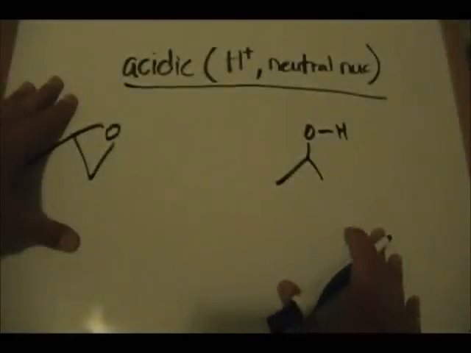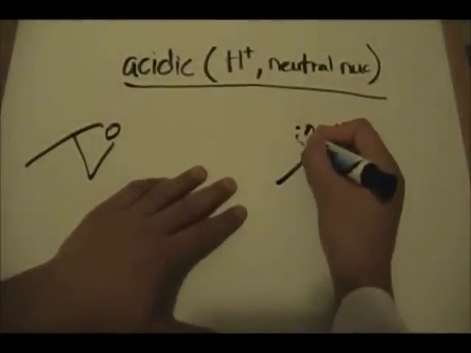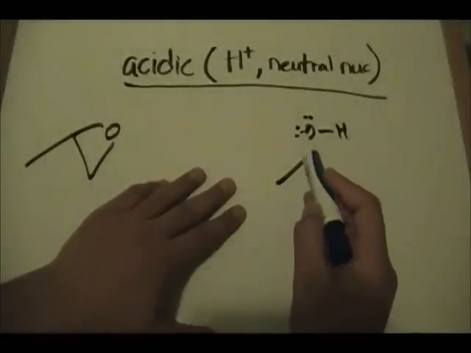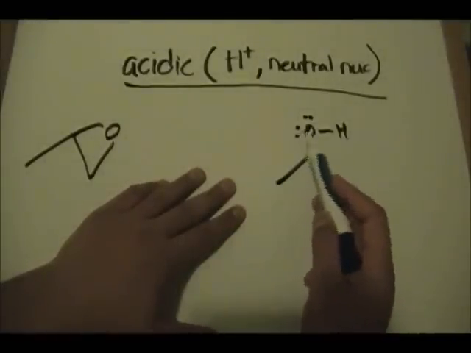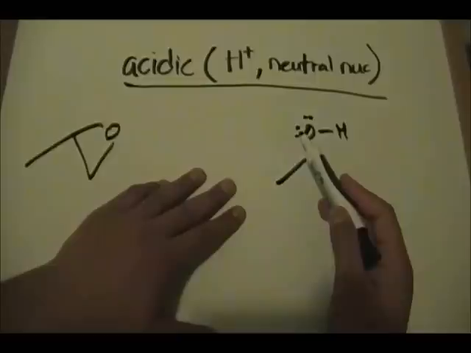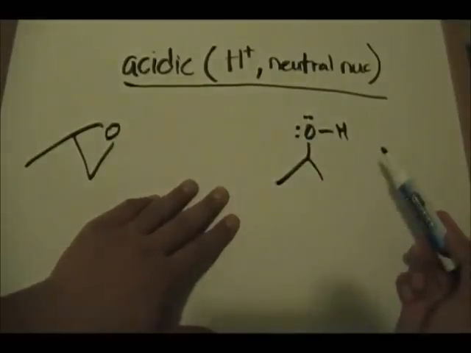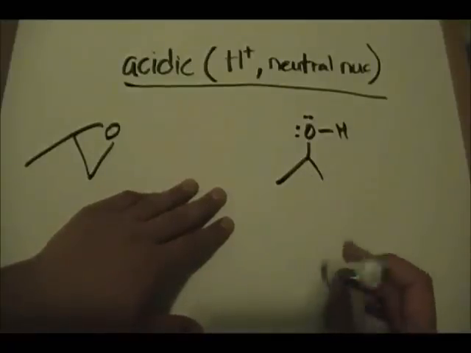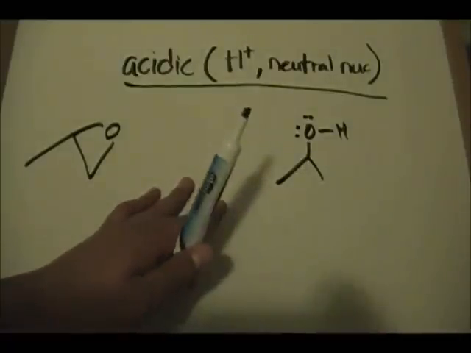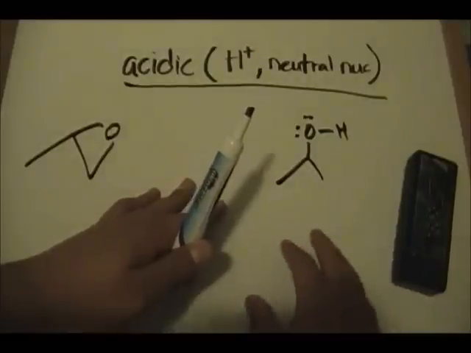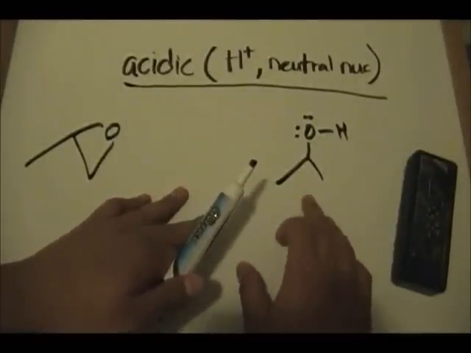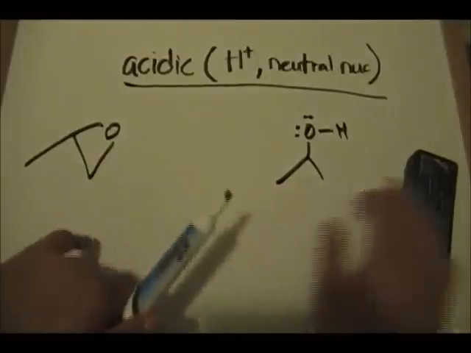That's a neutral nucleophile. There's lone pairs on it. It could react with an electrophile because it could donate a pair of electrons, it could donate a lone pair to an electrophile. So that's an example of a neutral nucleophile. So let's actually use this specific neutral nucleophile as the reagent we are going to react with this epoxide.